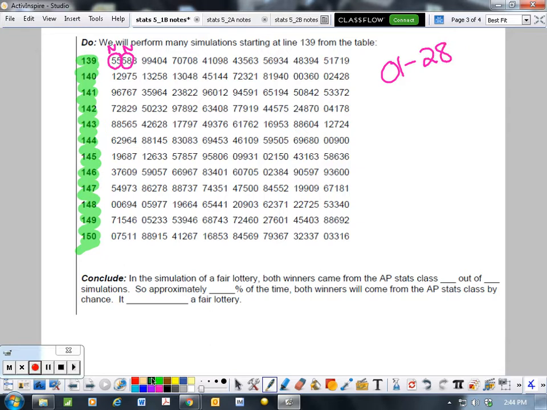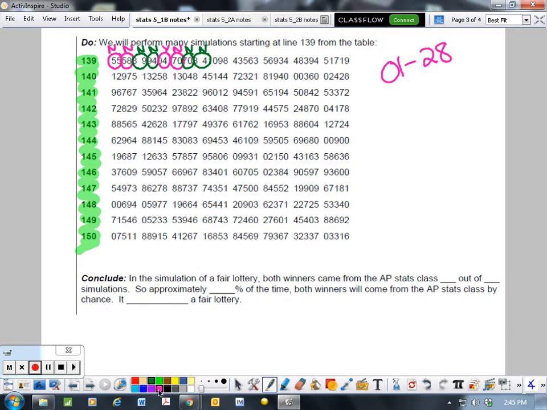Okay, so now I'm going to go to 89 and 94. So are they both in stats? No. And then we're going to look at 0, 4. I'm trying to get a different color for a different simulation. So 0, 4 and 70. So this is a yes, and this is a no. Okay, so then we have 70 and 84. And this is a no and a no.